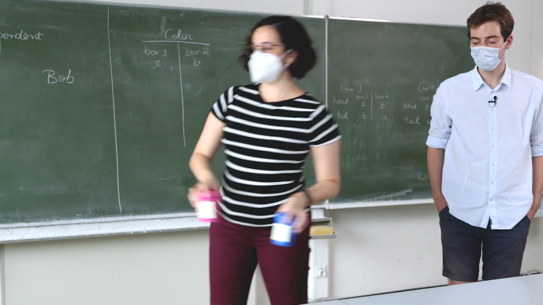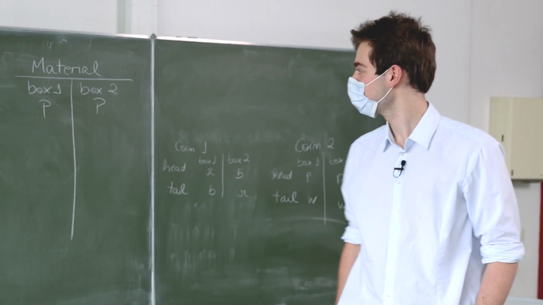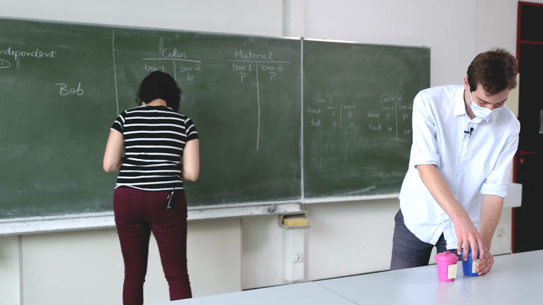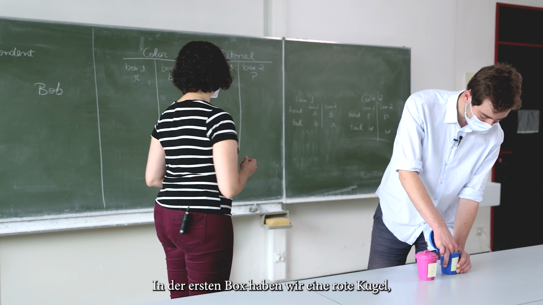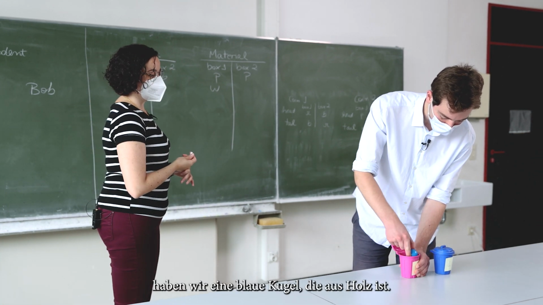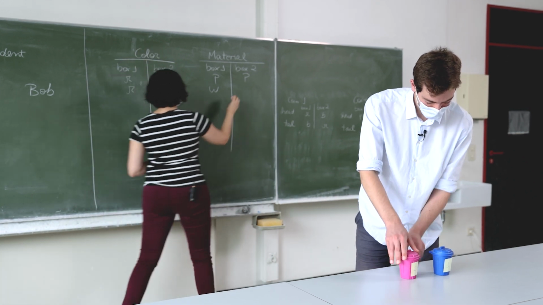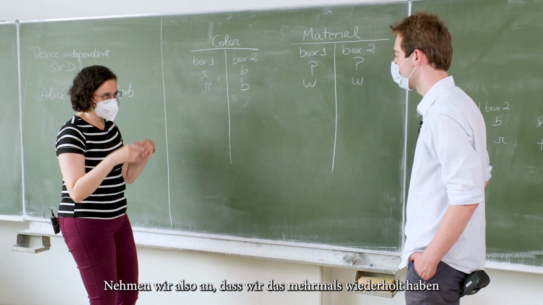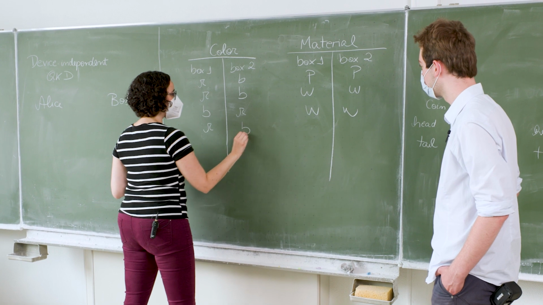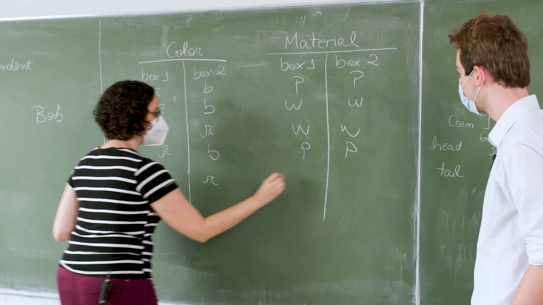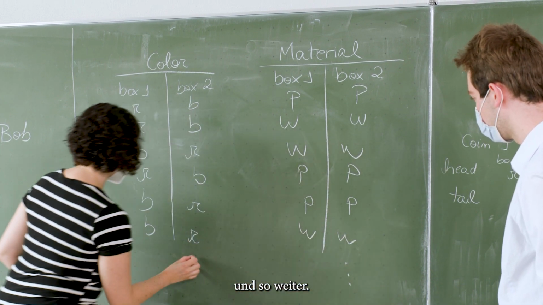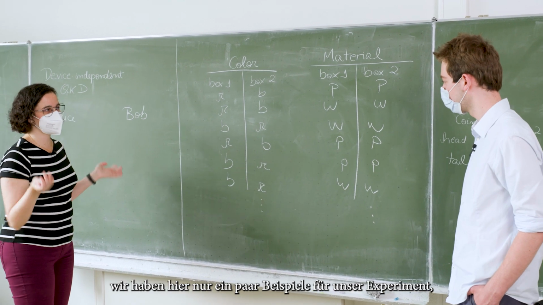So now I'm going to prepare again. Good, so let's repeat the experiment. So in box 1 we have a red ball which is made of wood. Okay. And in box 2 we have a blue ball which is made of wood. Okay. Right, so let's suppose that we repeated it several times, and we repeat a third round, but then actually we had this. And so on.